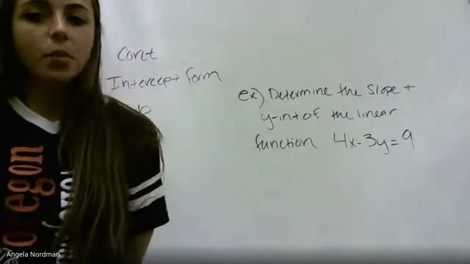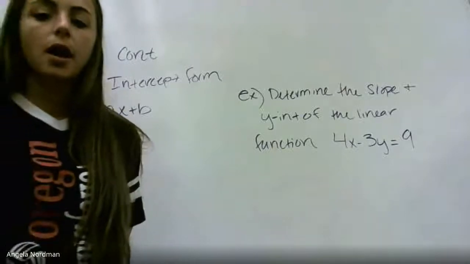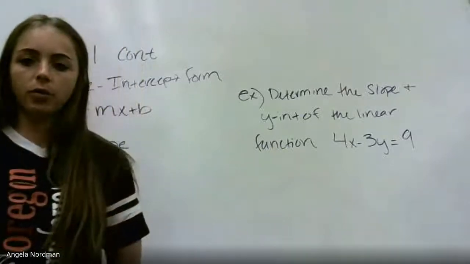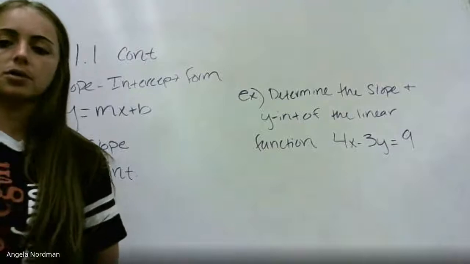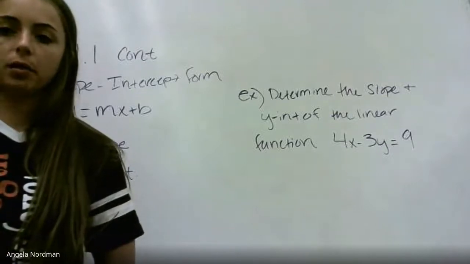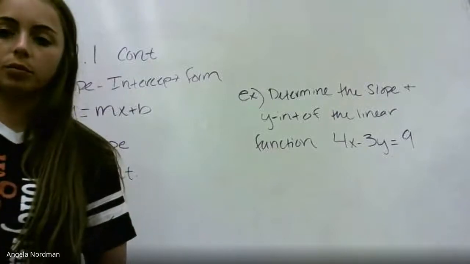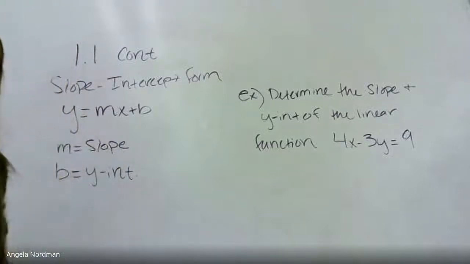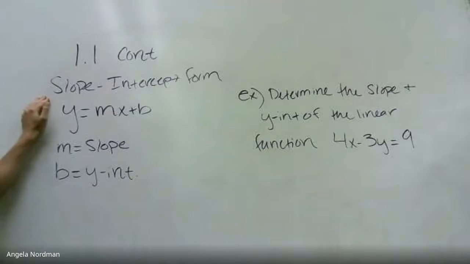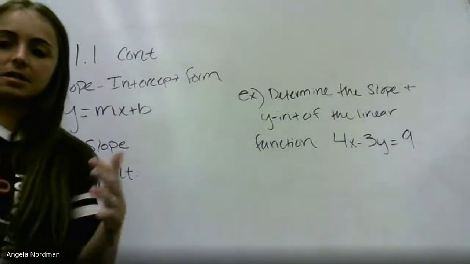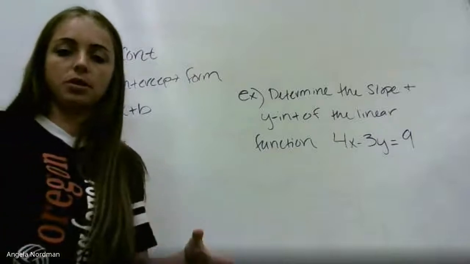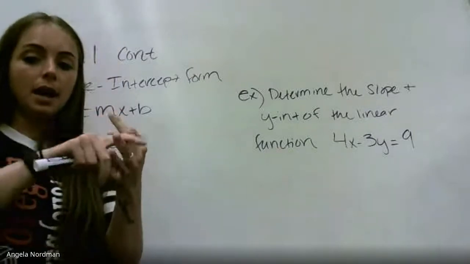Okay, so this is going to be 1.1 continued. Piggybacking off of what we just got done doing, we were talking about slopes and point slope form. Today we're going to start talking instead about slope intercept form. It's super similar to point slope form, where you needed a point and the slope.